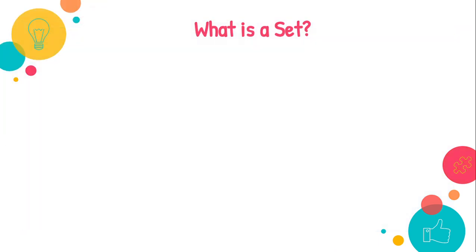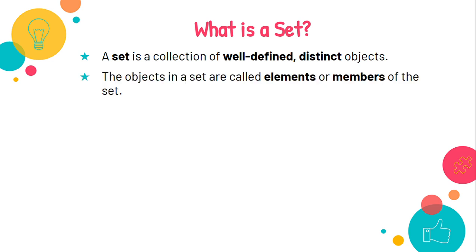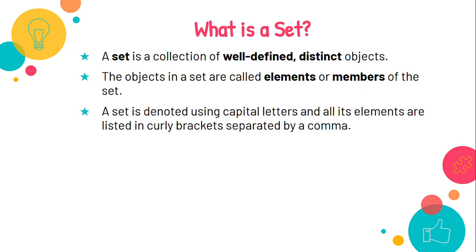So we start with the definition of a set. When we're defining a set, it's a collection of well-defined, distinct objects. Distinct meaning they're different or they're unique objects. The objects in a set, we refer to them as elements or members of the set. And when we are denoting a set, we use capital letters, and all the elements in the set are listed in curly brackets separated by a comma.